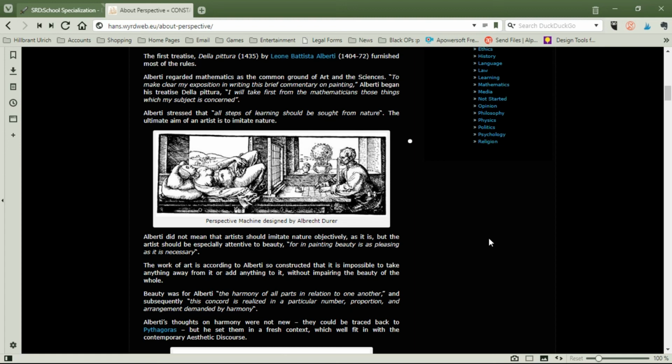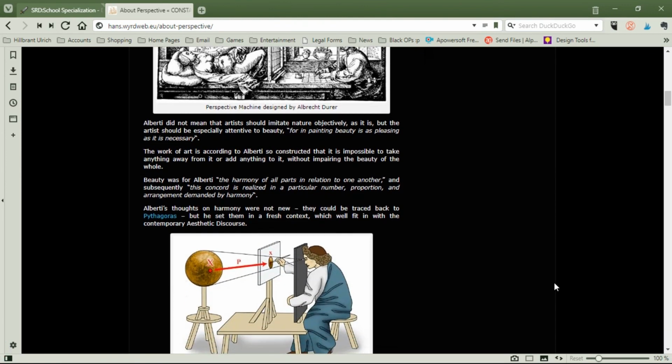Alberti did not mean that artists should imitate nature objectively as it is, but the artist should be especially attentive to beauty, for in painting beauty is as pleasing as is necessary. The work of art is, according to Alberti, so constructed that it is impossible to take anything away from it or add anything to it without impairing the beauty of the whole. So this is form, you know, the visual form.